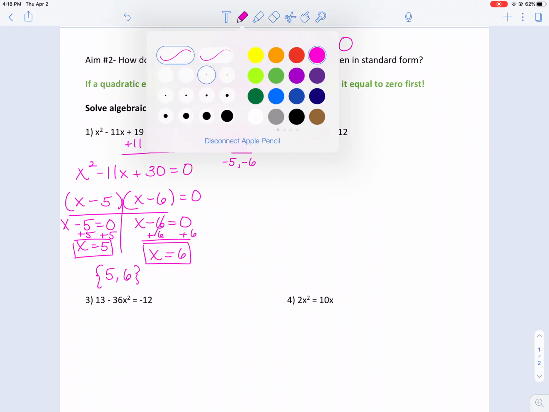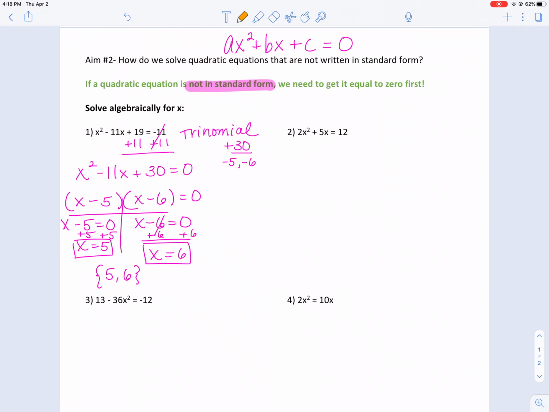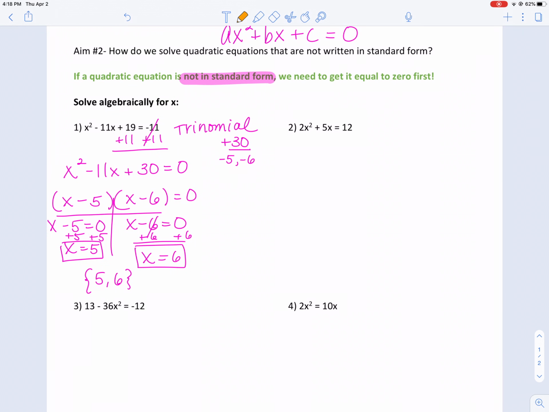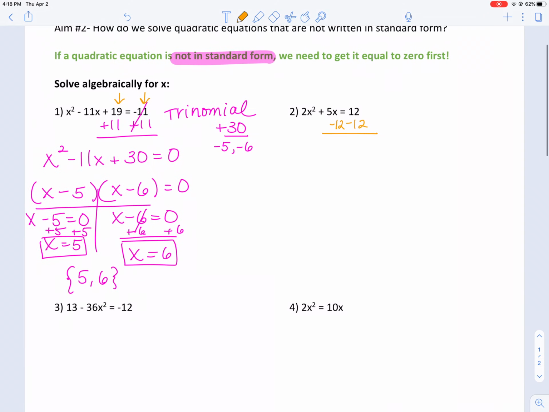Okay. How about the next one, number 2? Again, it's not equal to 0, so we're going to move that 12 over. But I want you to take note, in the first example, there was a constant on the other side that we were allowed to add it to. They were like terms. In number 2, there isn't. So when you bring down your 2x squared and your 5x, you're just going to then minus 12 and set it equal to 0. There were no like terms. You have your squared term, your x term, your constant.